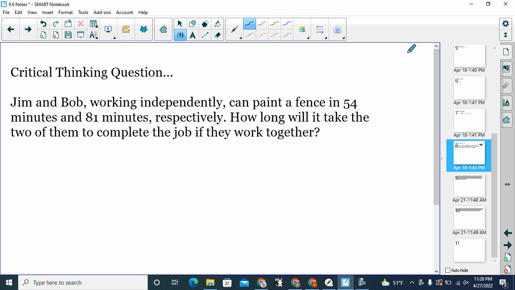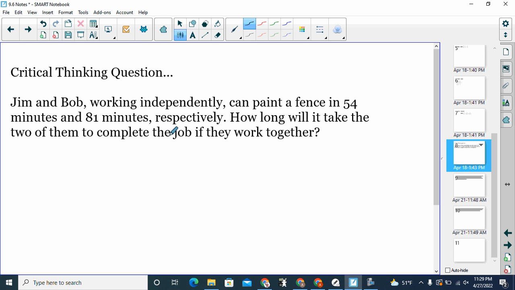So this first problem, which if you were in class we did together in groups, says that Jim and Bob, working on their own, can paint a fence in 54 minutes and 81 minutes respectively. So we have a fence. It takes Jim 54 minutes to paint it if he's painting it by himself. Bob, if he paints the entire fence by himself, it takes 81 minutes.